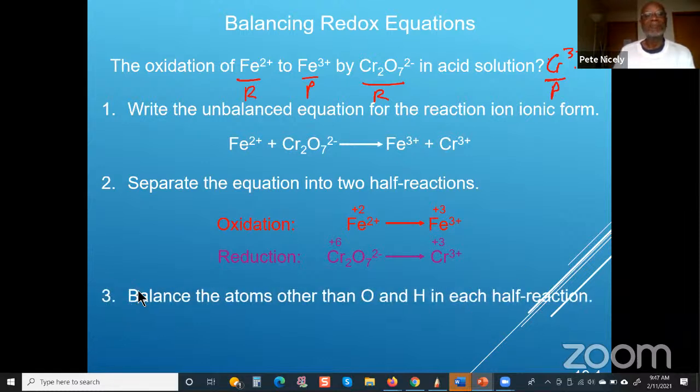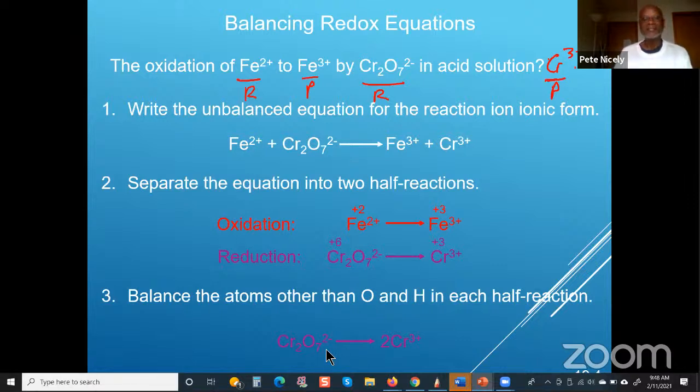It says in step 3, and this is important, that you balance the atoms, all the atoms, apart from oxygen and hydrogen in each half equation, right? So basically you won't be balancing the oxygen and hydrogen in this step, but you will be balancing all other atoms that are present, all right? So in this case here, let me move this out of the way.